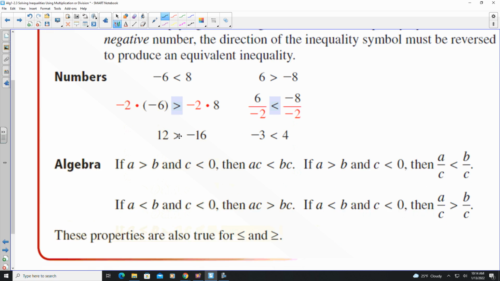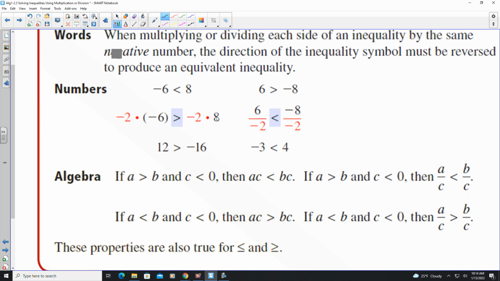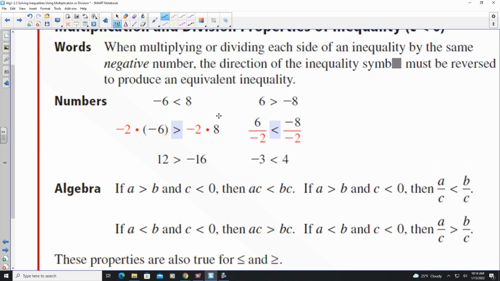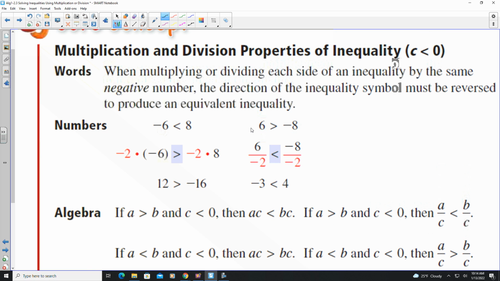And this is kind of a more extensive chart of what I talked about with changing the inequality. I would just suggest read it. Here it simply says when multiplying or dividing each side of an inequality by the same negative number, the direction of the inequality must be reversed. So that's where that's coming from.